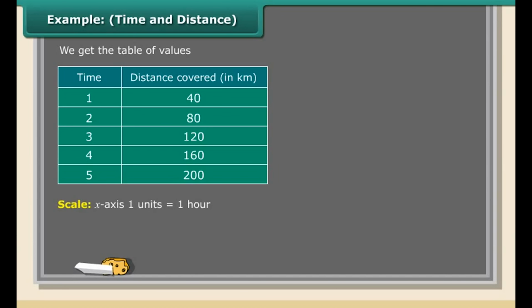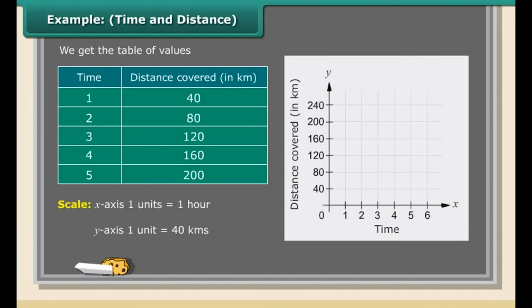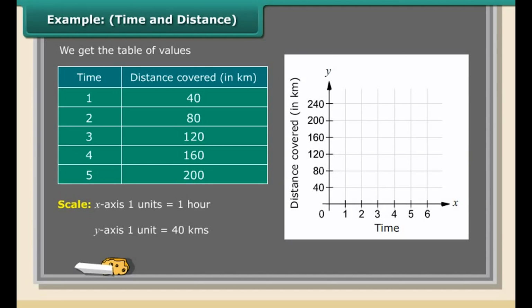Scale: x-axis, 1 unit is equal to 1 hour. Y-axis, 1 unit is equal to 40 kilometers. A. Mark time on the horizontal axis. B. Mark distance on the vertical axis. C. Plot the points (1, 40), (2, 80), (3, 120), (4, 160), (5, 200). D. Join the points. We get a linear graph.